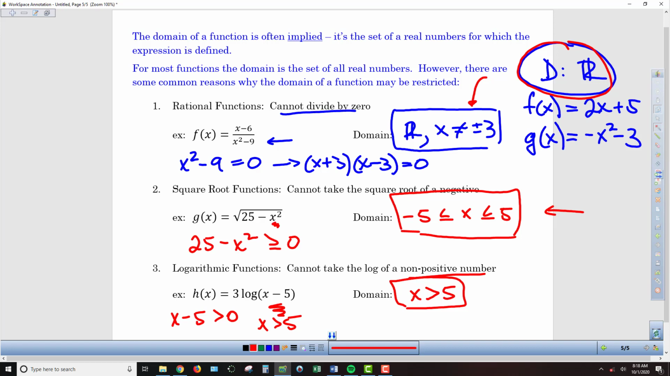Again, the default is all real numbers, but there are these three exceptions that we have to consider. If we're dealing with a rational function, a square root function, or later a logarithm, these are the exceptions that we have to consider.